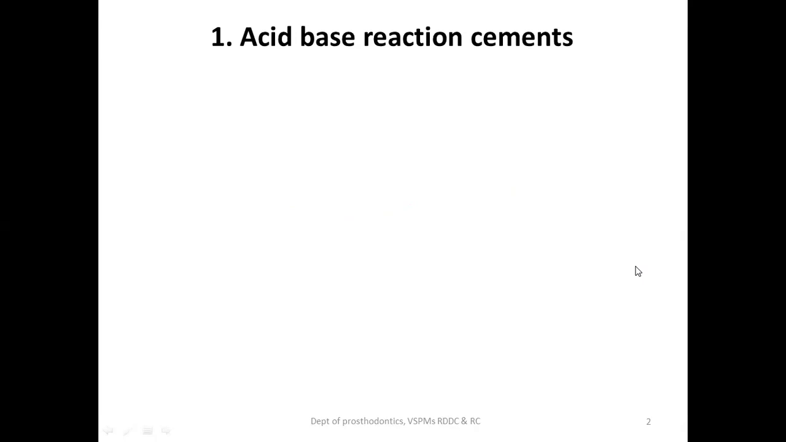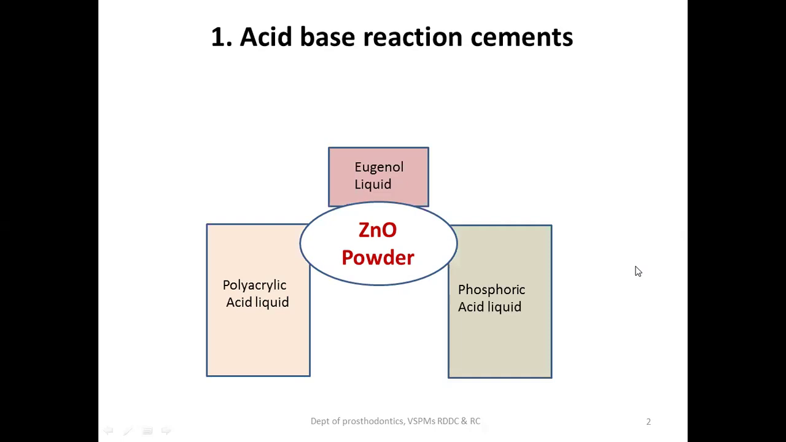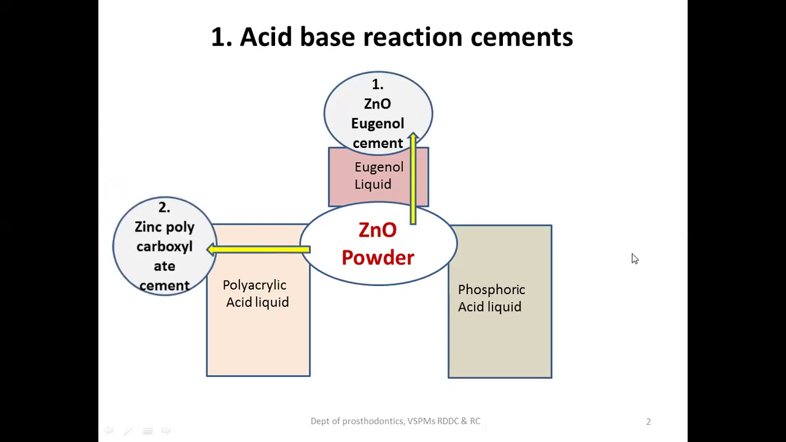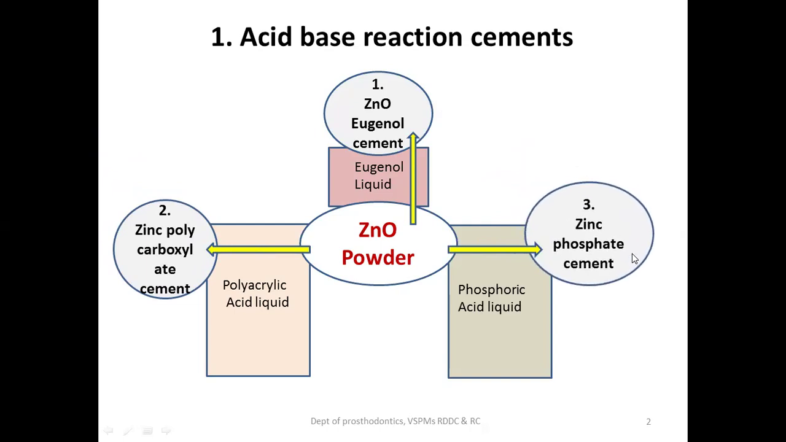Now, to make it easy to remember and understand the different cements which come under acid-base reaction cement, think of it as one powder and three liquid. First you should remember the major component of the powder and the liquid. If you add zinc oxide with eugenol liquid, you will get zinc oxide eugenol cement. If you add zinc oxide powder with polyacrylic acid, you will get zinc polycarboxylate cement. And if you add zinc oxide powder with phosphoric acid, you will get zinc phosphate cement.